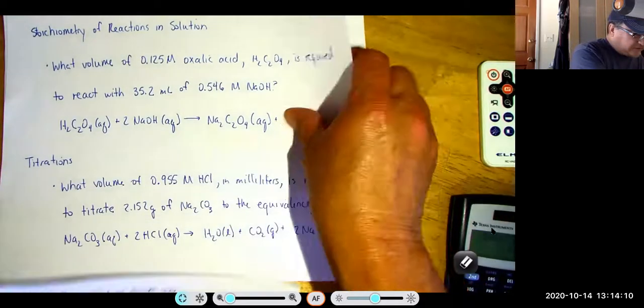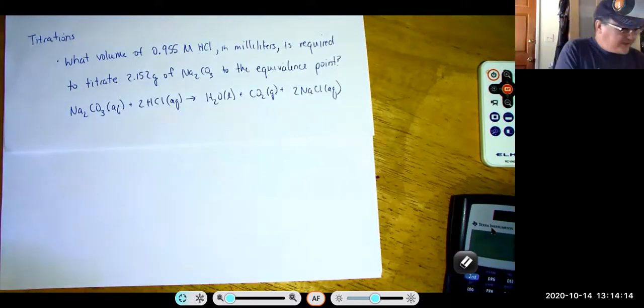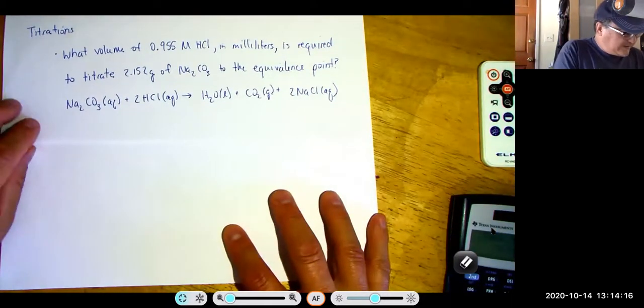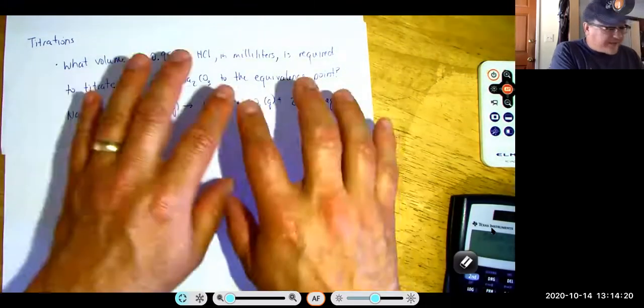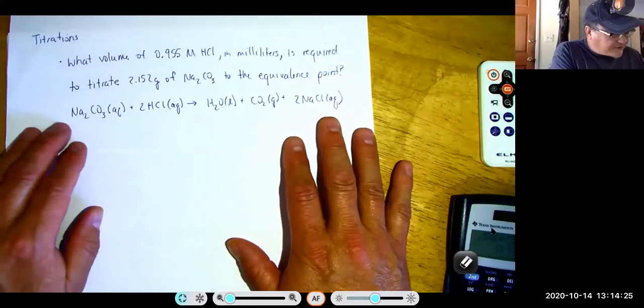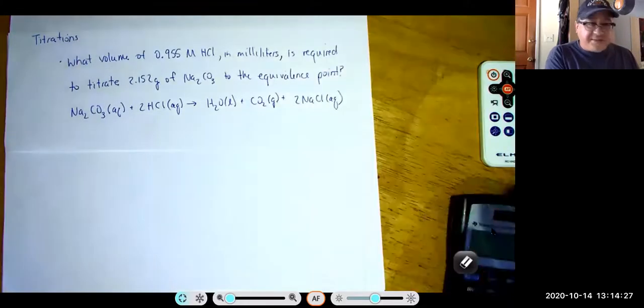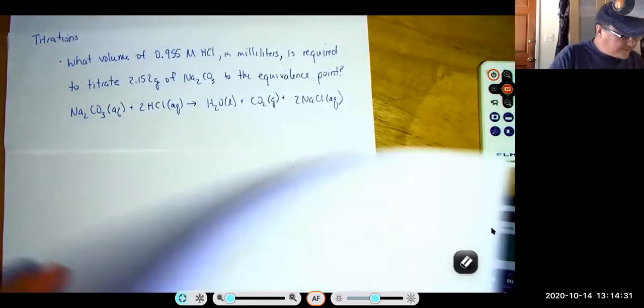All right, so here's your next problem, people. Only this time, instead of me telling you how to do it, I'm going to let you do it. Now, this says titrations versus stoichiometry of reactions in solution, but it's really the same thing. So this is stuff we've already been doing.